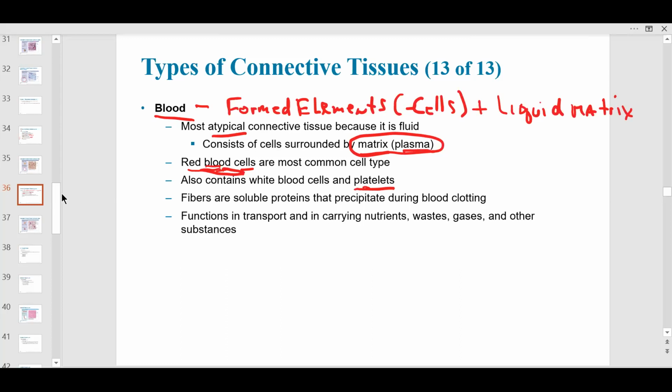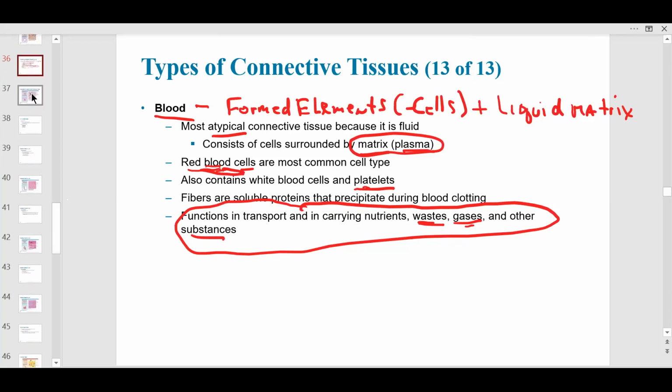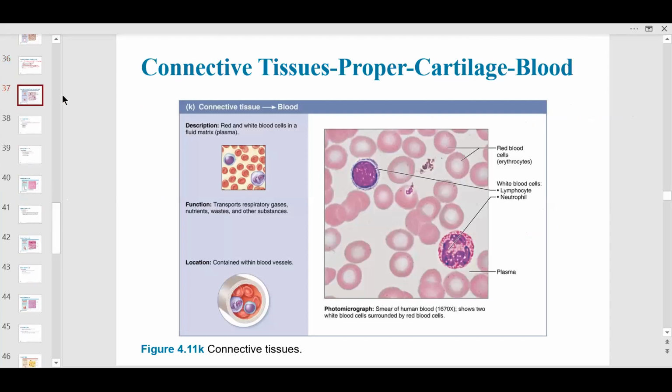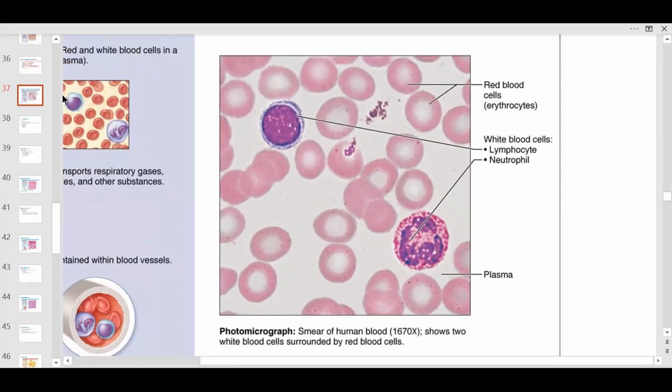So the water is carrying nutrients, carbohydrates like glucose, your amino acids, your fatty acids, and wastes like carbon dioxide or urea, other breakdown products, gases like oxygen, nitrogen, carbon dioxide, and other substances like hormones, chemical messengers, and proteins, blood proteins, really important. So nothing looks like this. And this is blood that's within blood vessels. That's really all you have to say.